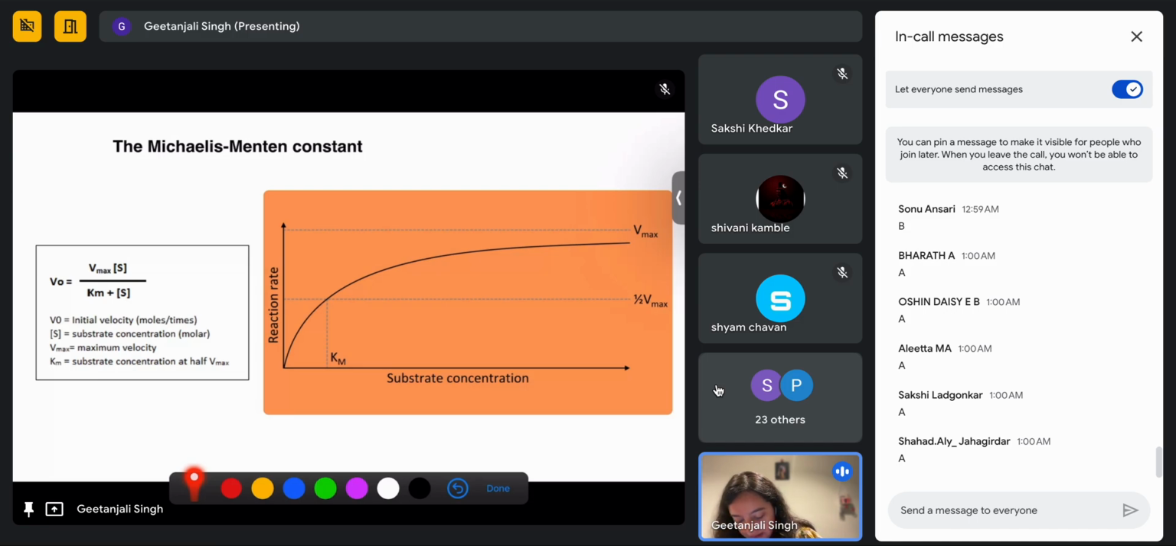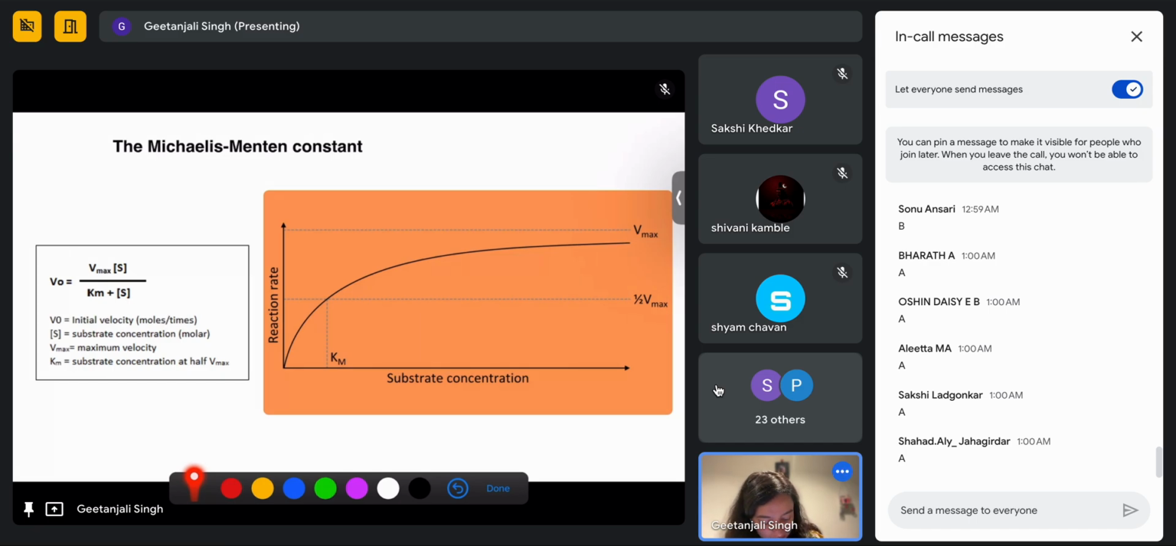Now Vmax here is the maximum velocity with which this reaction can be catalyzed, the maximum speed with which the reaction is going on. V naught is the initial velocity. Its unit is moles per second, per minute, or per hour, depending on the question that you are given. S is the substrate concentration, again in molar. Vmax is the maximum velocity with which the reaction can be catalyzed. Km is a substrate concentration.